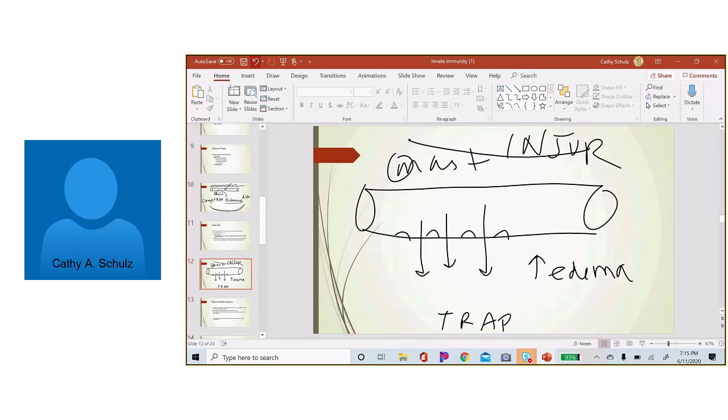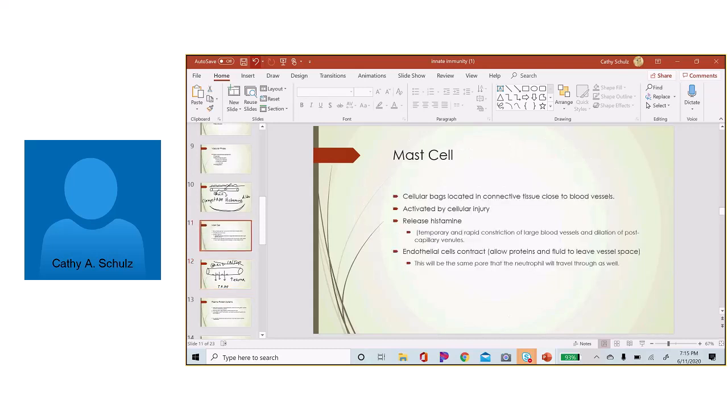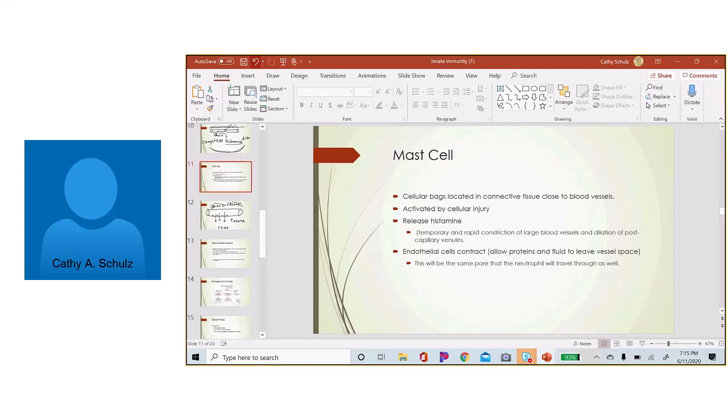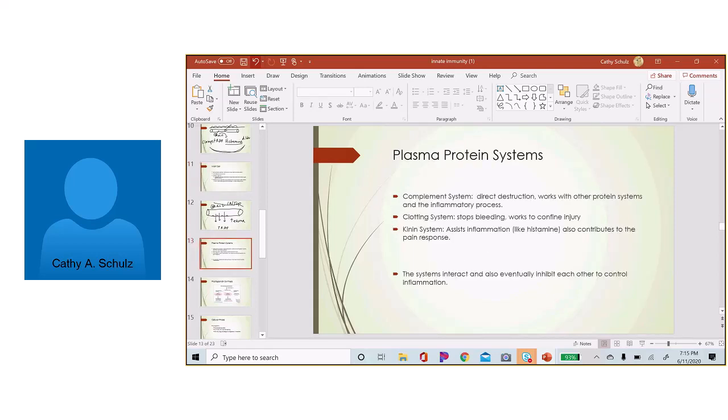Once we let the fluid out, obviously that increases swelling, but these pores could also allow some protein and platelets and other things to come out, which will also draw fluid into the interstitial space. So we should expect significant swelling. The more swelling, the worse the injury. So we got all of those vascular symptoms because of mast cell activity. And the prostaglandins and the plasma protein systems are only going to amplify that response.